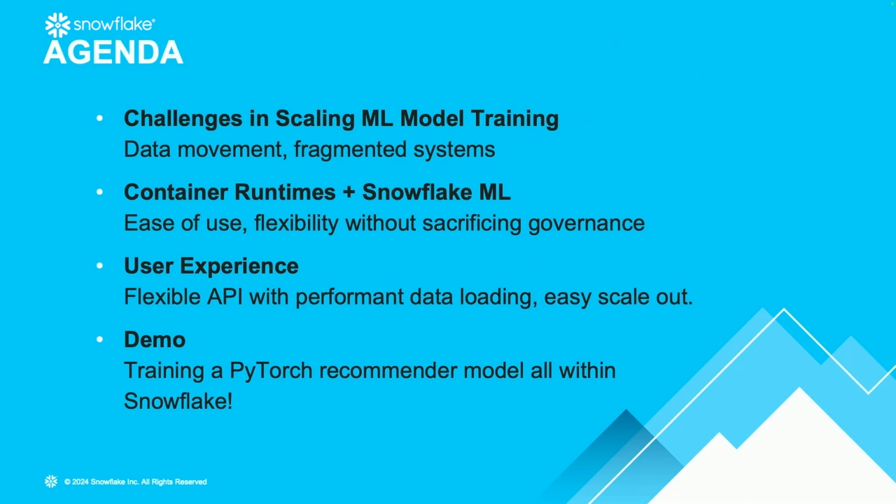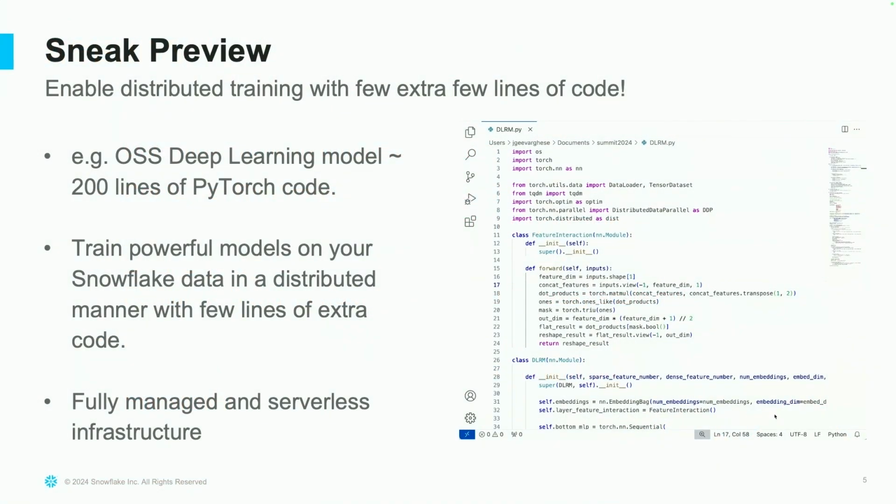So in terms of agenda for today, we'll talk a bit about the challenges in scaling ML model training. We will see how some of the new features in Snowflake ML have made it really easy now to do distributed training. We will deep dive on the user experience, in particular the new APIs that we now have in Snowflake ML. And finally, we will see a live demo of training a PyTorch model, all on Snowflake data, all within Snowflake. So let me give you a sneak preview of the talk.